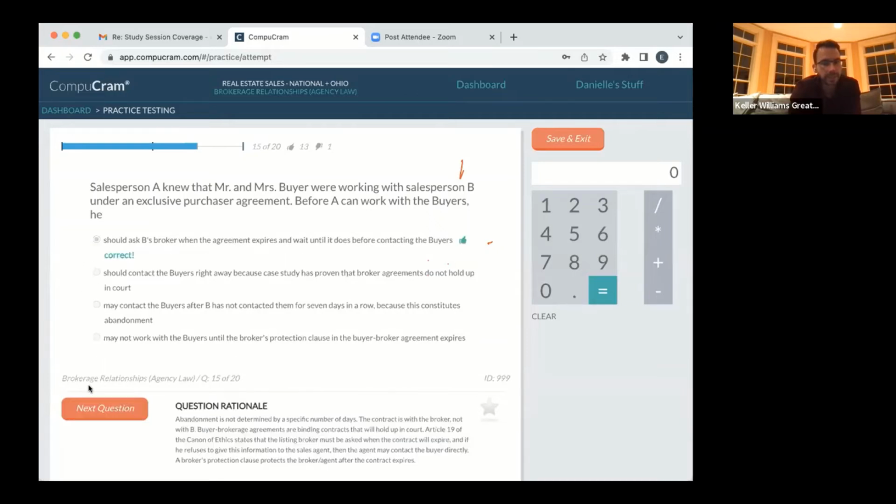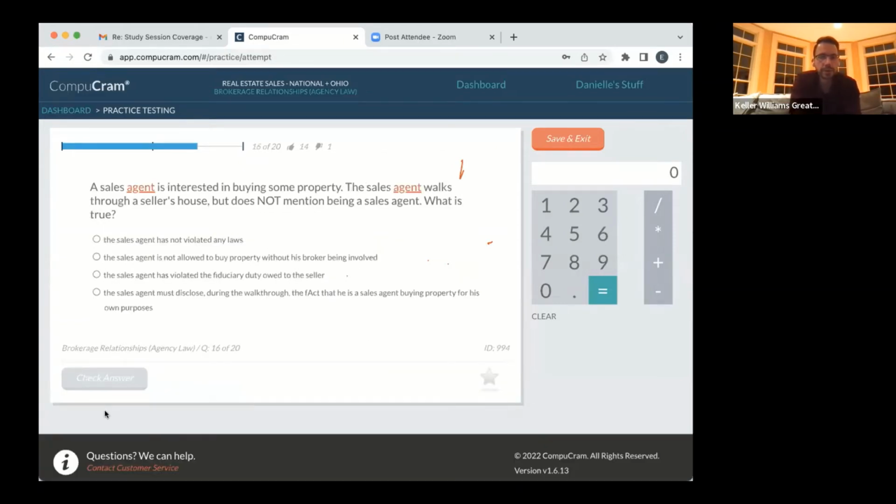I believe it's actually D, but it is B. That was protection clause. Yeah, because the protection clause would not include the buyer. So yes, A should ask B's broker when the agreement expires and wait until it does before contacting the buyers. Very good. The buyer could also tell you that as well.